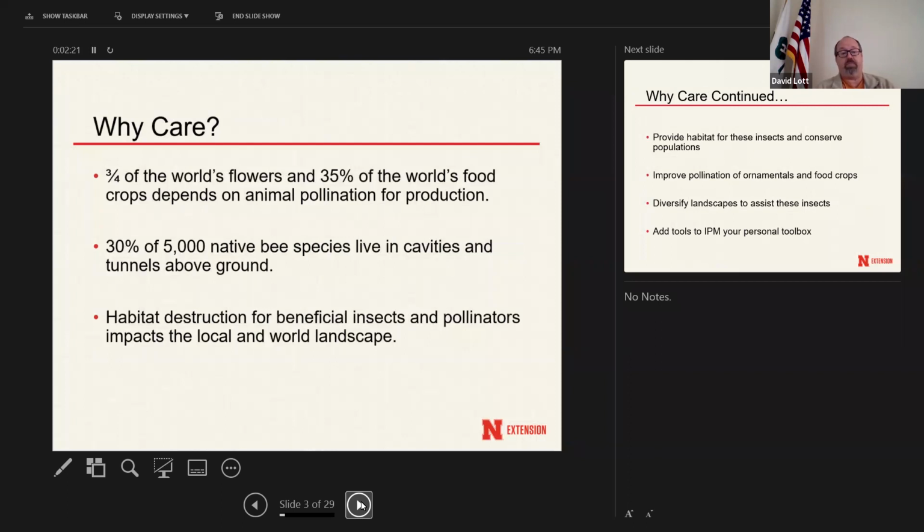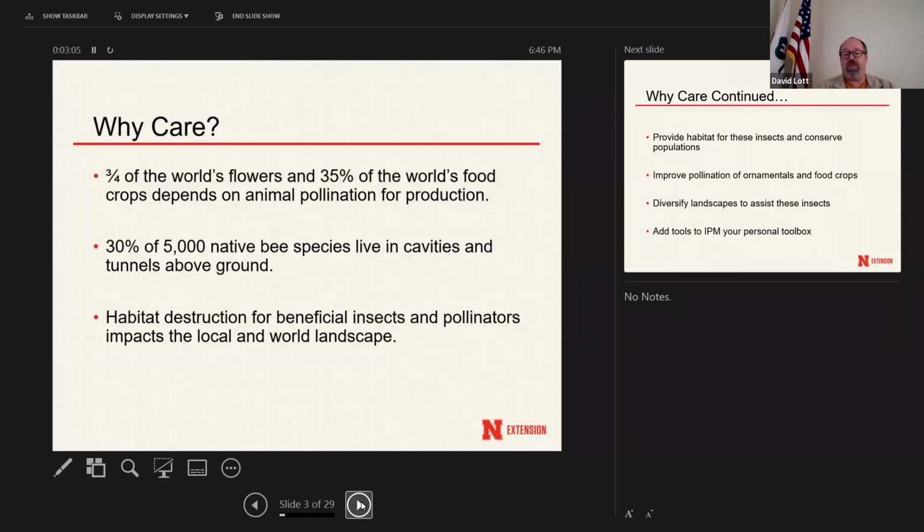Thirty percent of our 5,000 native bee species live in cavities and tunnels above the ground, different than the honeybee. These are bee species native to our states and different parts of the United States that do not live in the ground, like some of our ground dwellers, and they don't live in a hive like our honeybee. That is an introduced species. Honeybees are not native to the United States, so we had other really great bee species doing their job of pollinating before the honeybee came around.